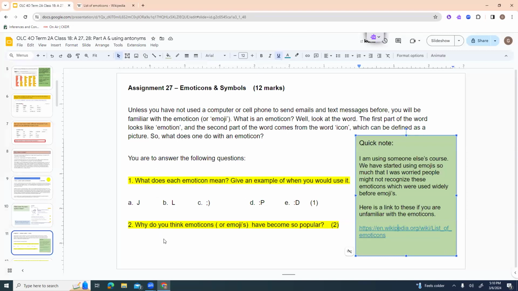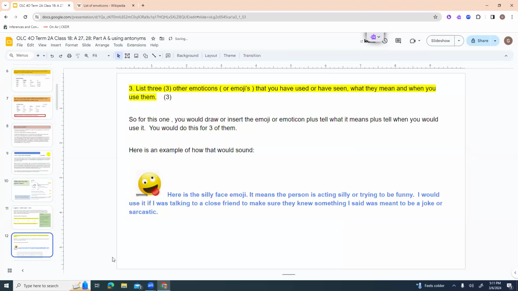Okay, so number two, why do you think emoticons or emojis have become so popular? That's worth 2 marks, so you want to be sure to put it in a complete sentence. For example, I think emoticons have become so popular because, and then you would give me a reason why, okay? All right.